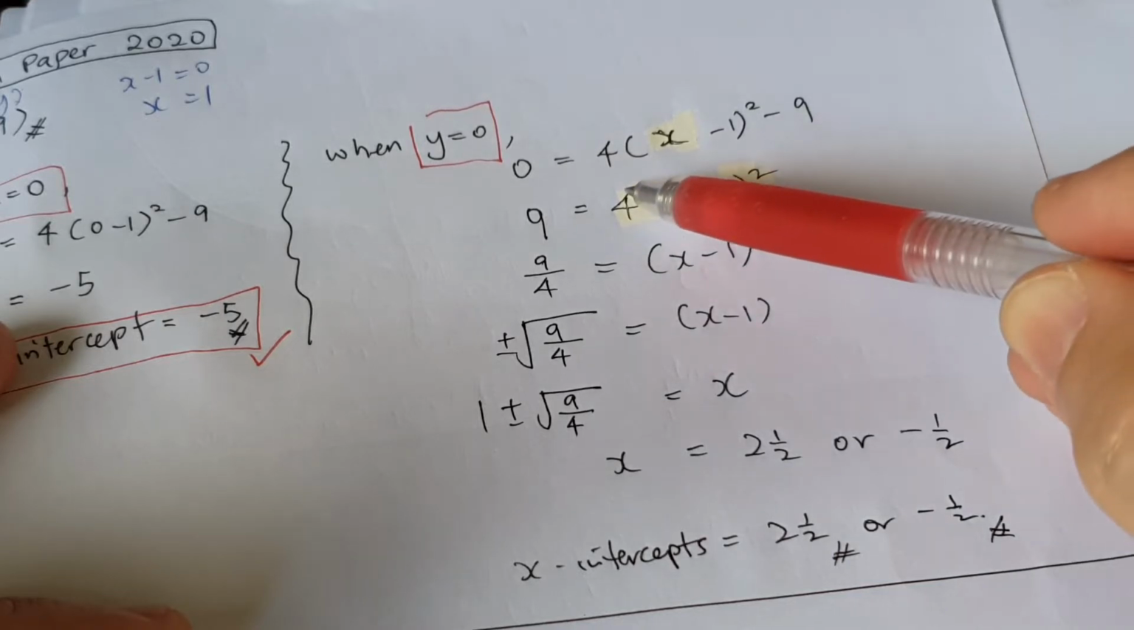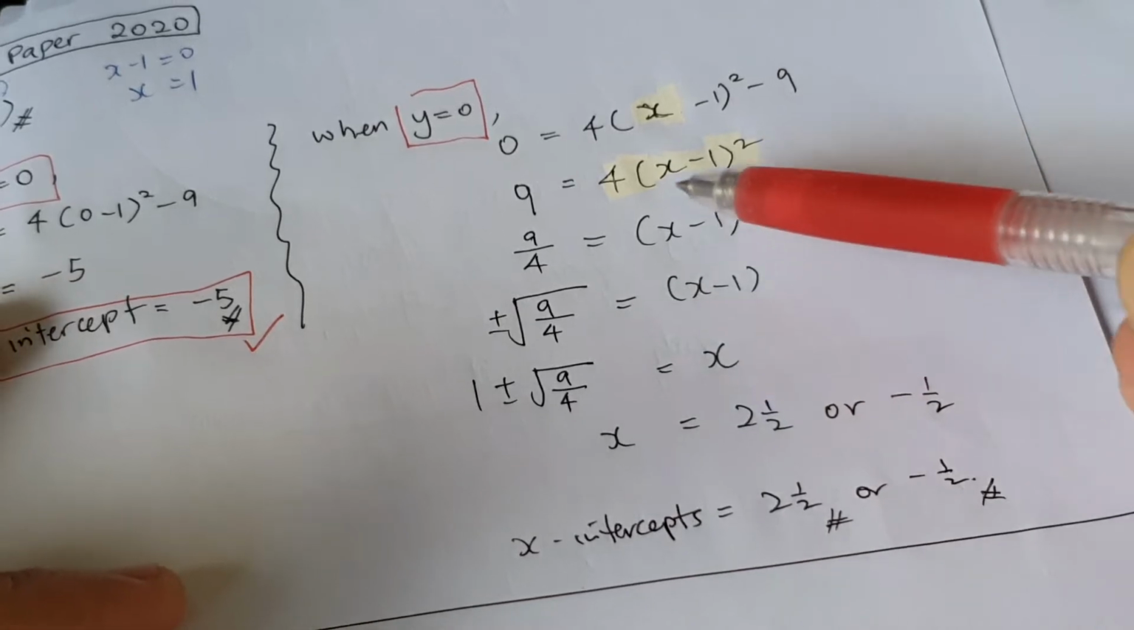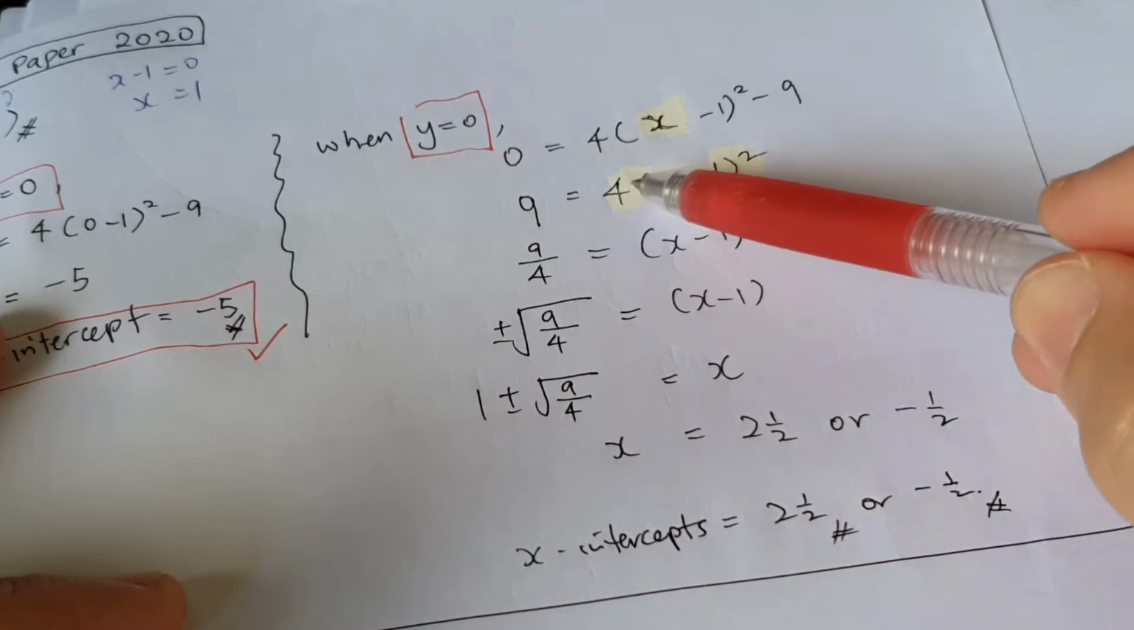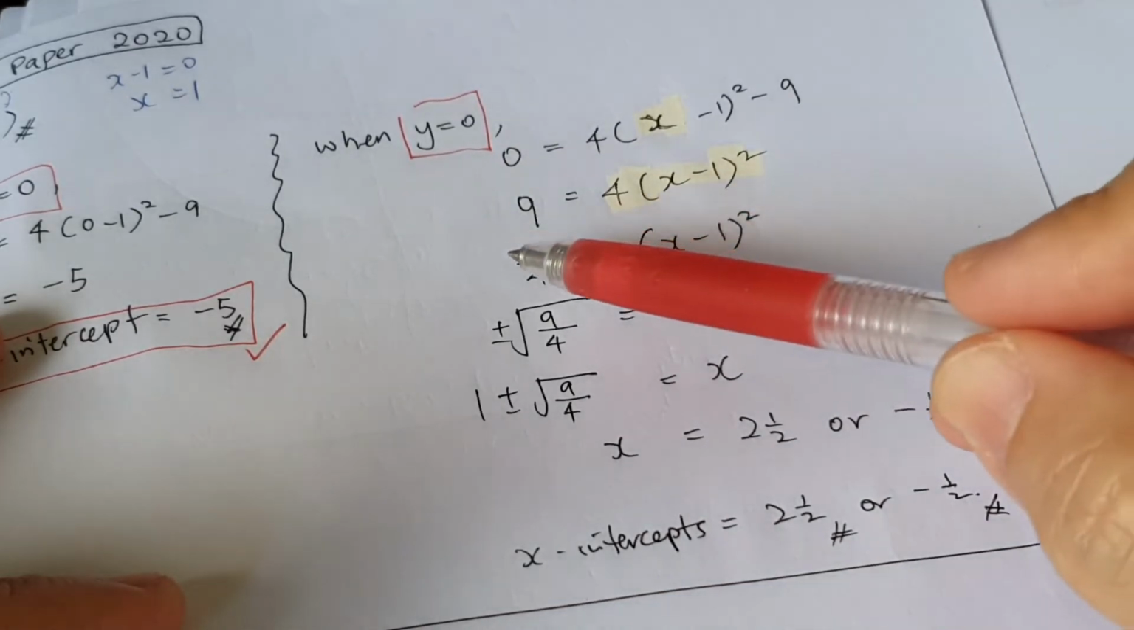Then you slowly get rid of all this, until you reach the x, your final destination. So you divide by 4 on both sides. 9 divided by 4, you get this. This one divided by 4, no more 4 already. Then now you don't want the square, right? You square root both sides.